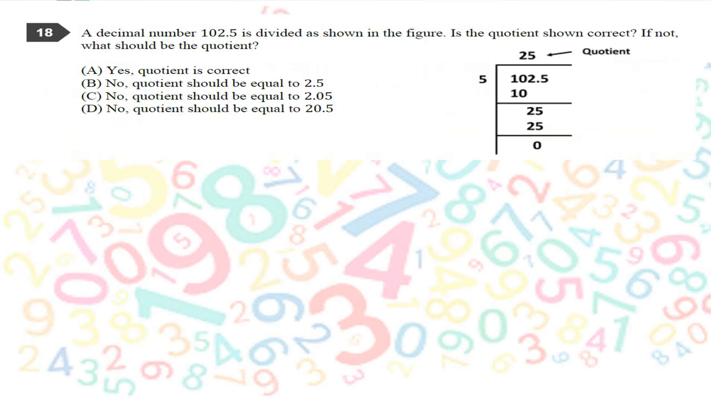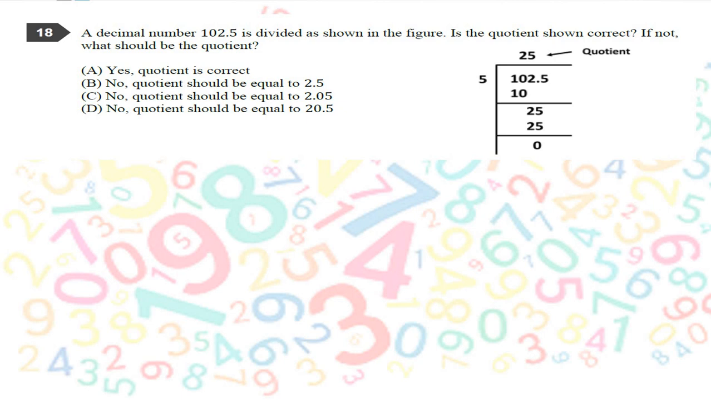A decimal number 102.5 is divided as shown in the figure. Is the quotient shown correct? If not, what should be the quotient? Now see students, here clearly the quotient is wrong, because you know very well when we multiply the divisor and the quotient, we should get the dividend. But 5 into 25 is 125, not 102.5. So it is clearly wrong.